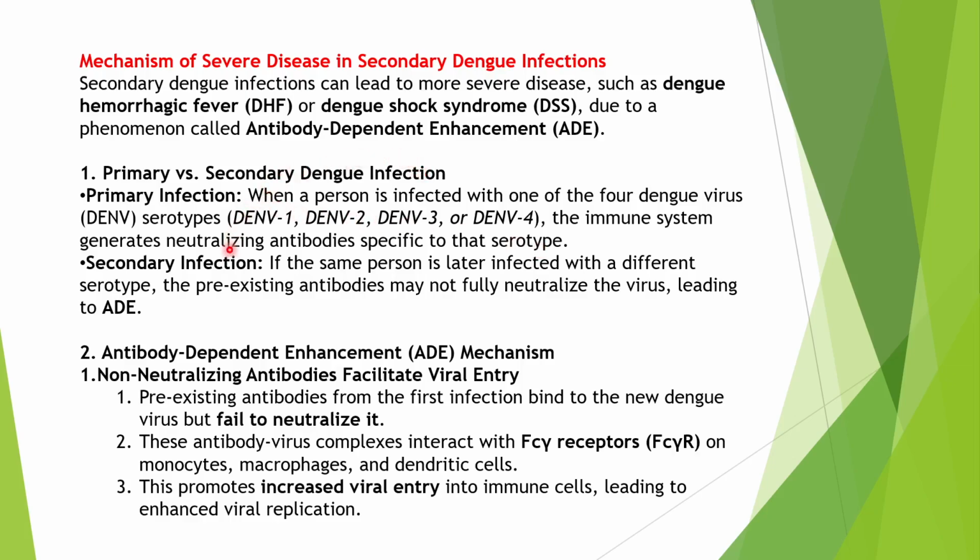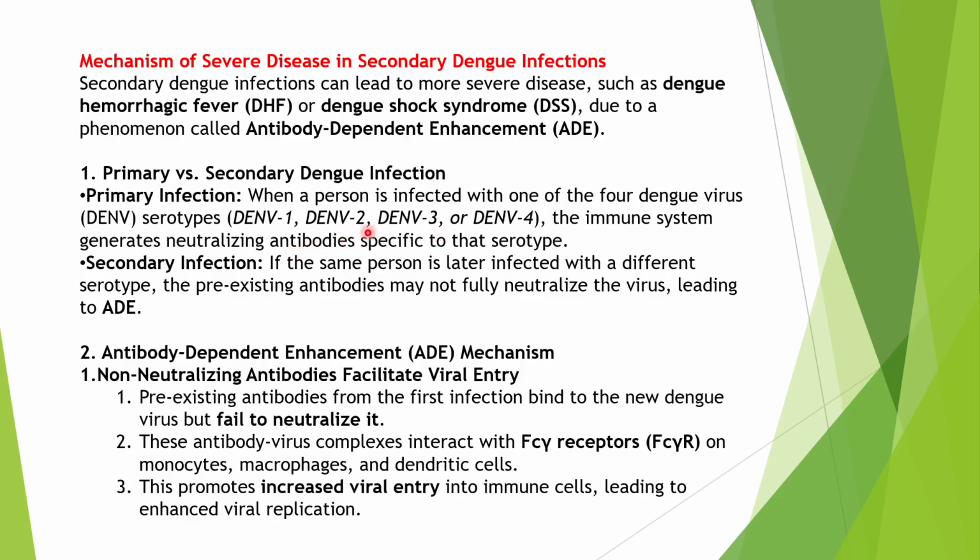The secondary is that if the same person is later infected with a different serotype, the pre-existing antibodies may not fully neutralize the virus, leading to ADE, that is antibody dependent enhancement. So the primary is when, out of four serotypes, one of them infects. Then you have antibodies specific to only that serotype.